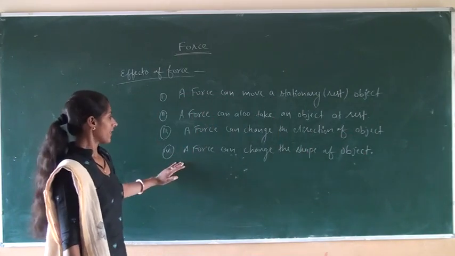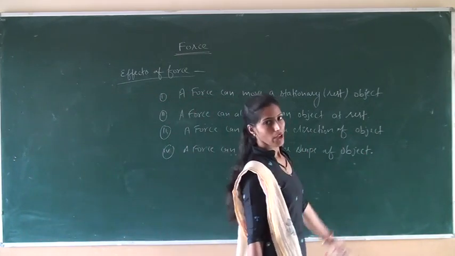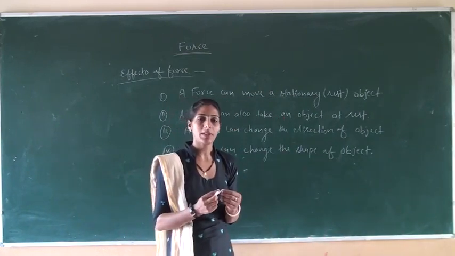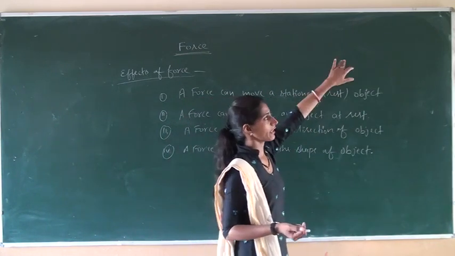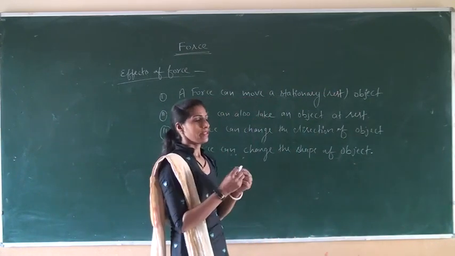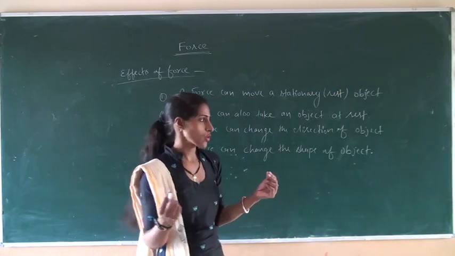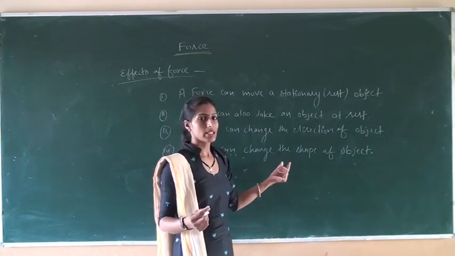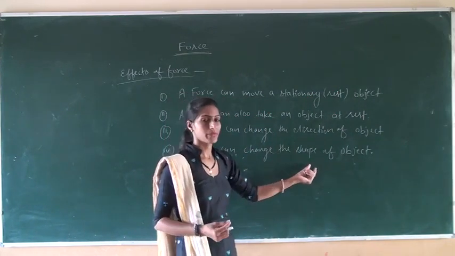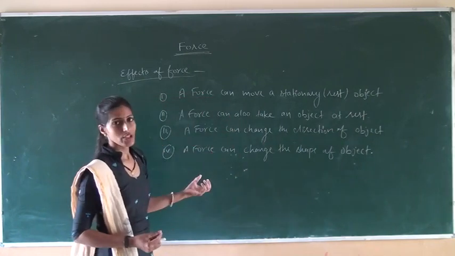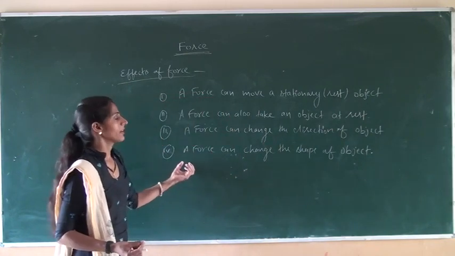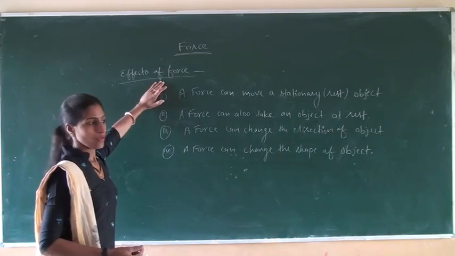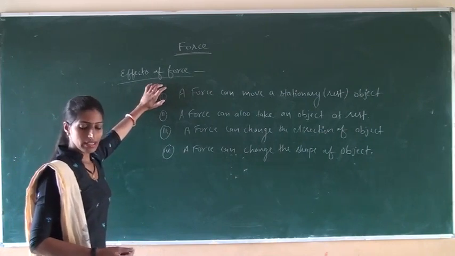Okay? And after that, a force can change the shape of the object. If we have a spring which is placed in our hand or hanging on the wall, then we pull the spring. So, after pulling the spring, the shape of the spring will change. Okay? These are the effects which we observe in our daily life, and the examples explain the effects of the force best. Okay, students?